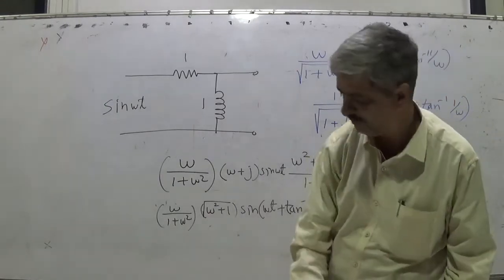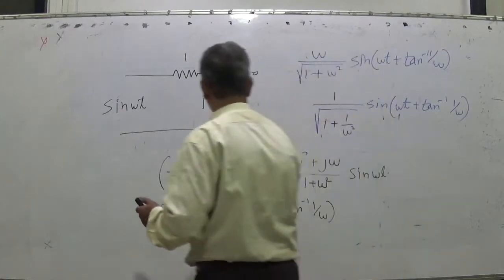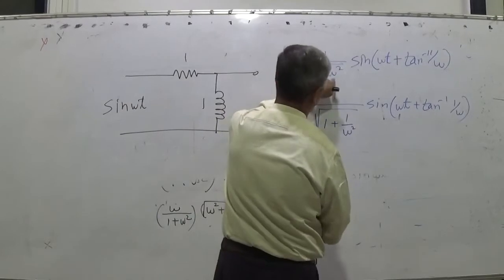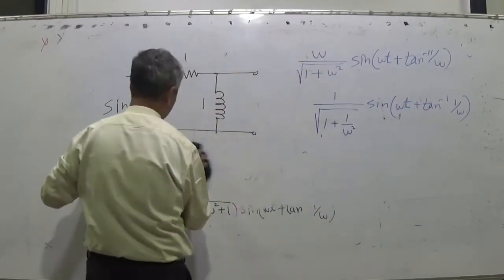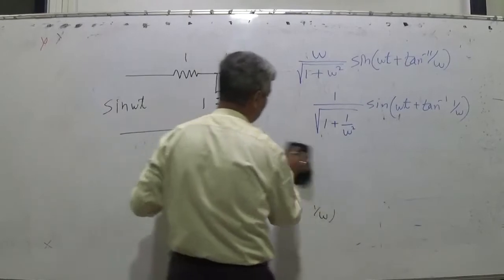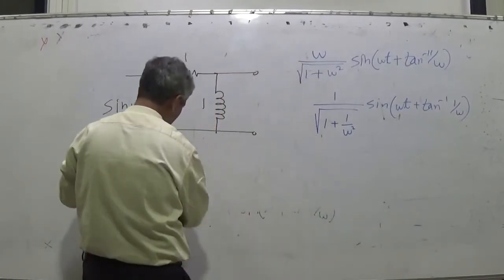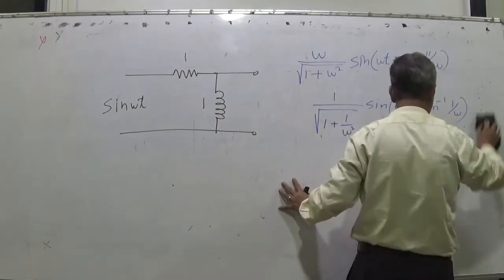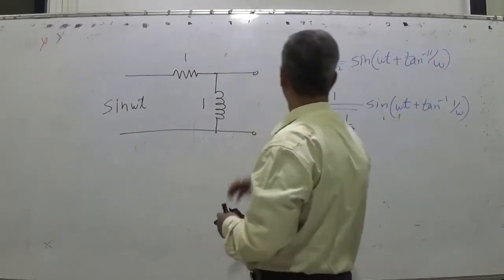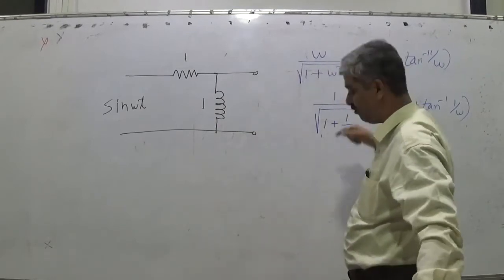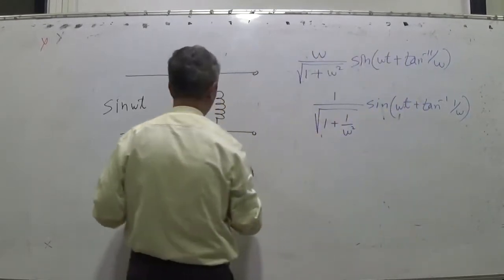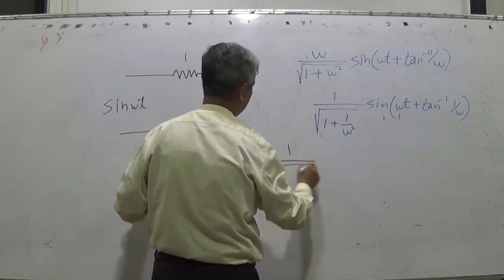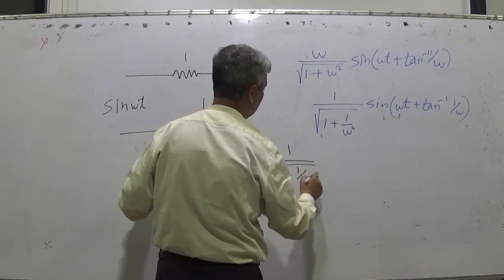So if we plot now, what is A omega? A omega is omega upon under root 1 plus omega square. But since omega is in the numerator as well as in the denominator, we are immediately unable to conclude what kind of response it will have with increase in frequency by looking at it. So we make it simple, divide by omega. So A omega is 1 upon under root 1 plus 1 upon omega square.